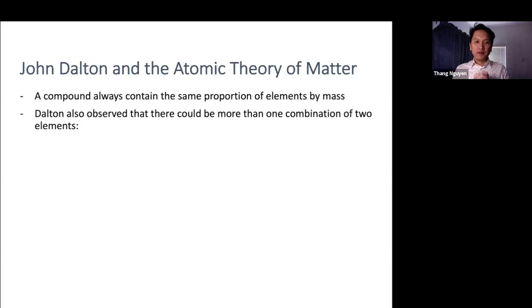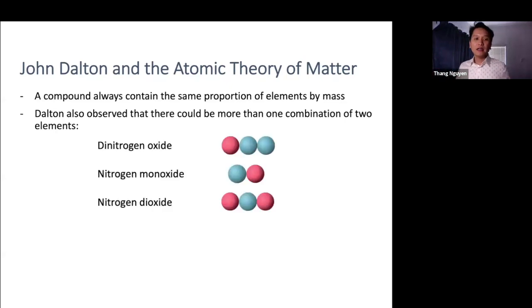Also, Dalton observed that there could be more than one combination of two elements. It could be the same two elements, but they can combine in different proportions, and these different proportions can give you a different substance altogether. For example, if you have 2 nitrogen parts to 1 oxygen part, you get a certain compound, whereas you have a different substance that is 1 part nitrogen and 1 part oxygen, so equal in their relative mass.